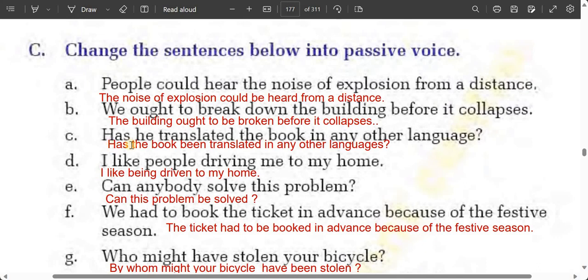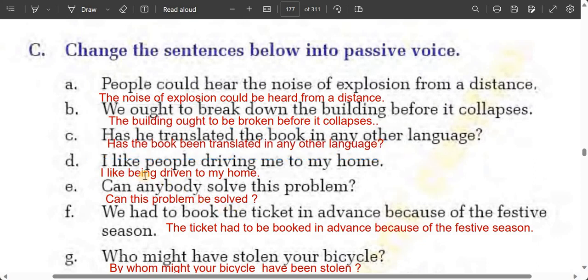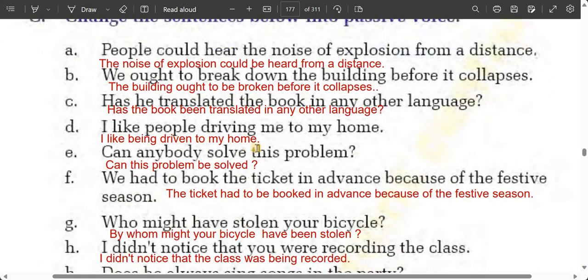Now, next one. Has he translated the book in any other language? Has the book been translated in any other language? Language, not languages. Okay. Next one. I like people driving me to my home. I like being driven to my home.